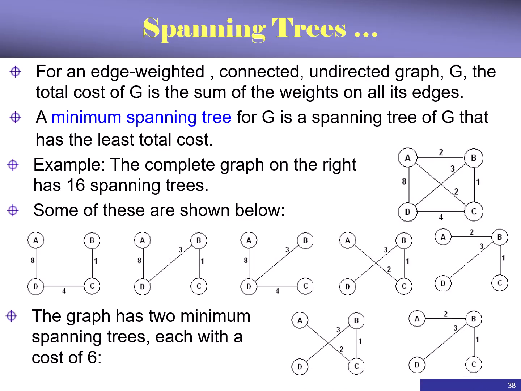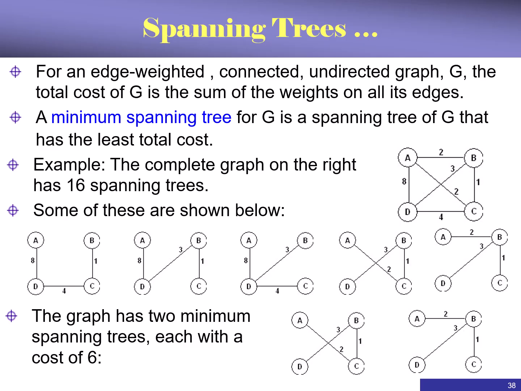Minimum spanning tree. What does it mean, minimum spanning tree? When you add the cost of each edge, you should get the least number. For example, the first spanning tree, when you add them, 8 plus 4 plus 1, 13. And here 8 plus 3 plus 1, 12. Okay, here 8 plus 4 plus 3, 15.